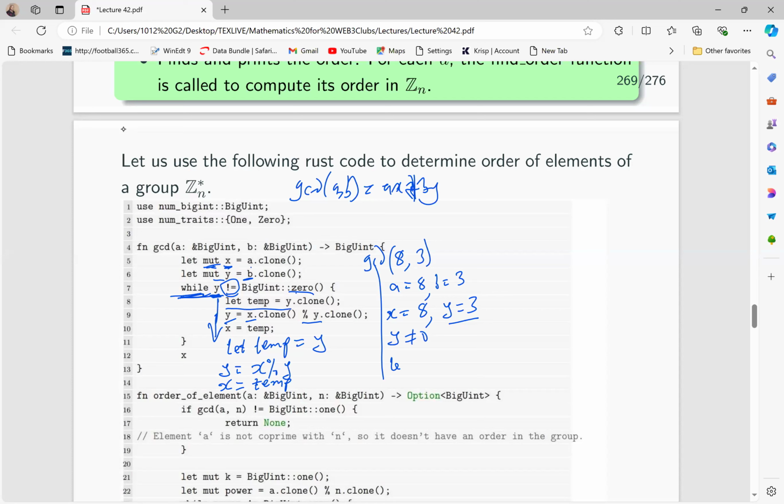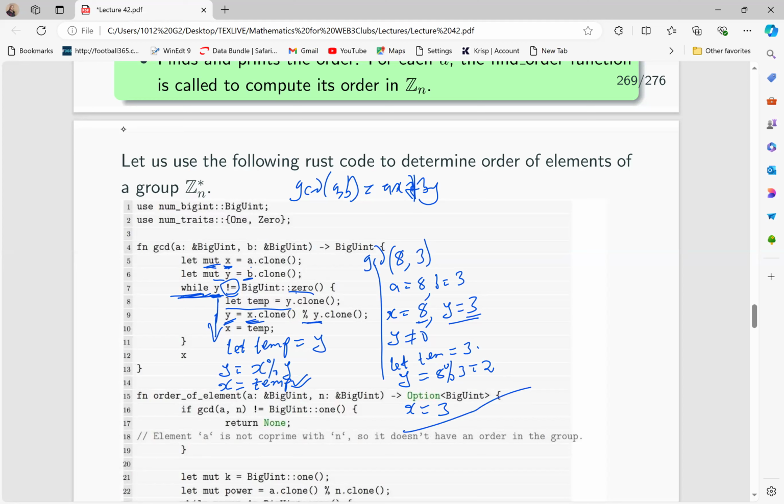We let Y be temporary. Let temp be 3. And then what about Y? Y becomes the remainder of X on division by Y. X is 8. Y is 3. The remainder of X on division by Y is 2. What about X? X becomes the temp. What was temporary was 3. So X becomes 3.